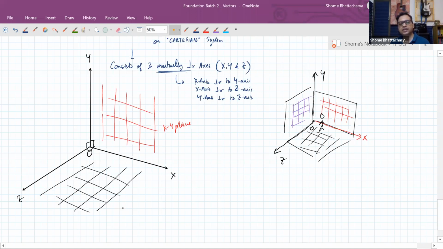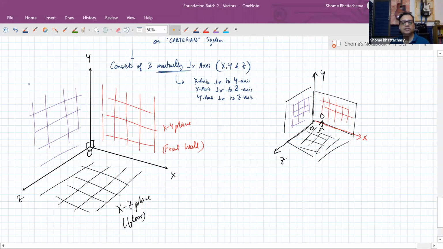So this forms the xz plane. So imagine this like the floor on which you are sitting. Okay, and imagine this as the front wall, and similarly to your side there is another wall which is perpendicular to the one in front and also perpendicular to the floor. So that is nothing but the yz plane.